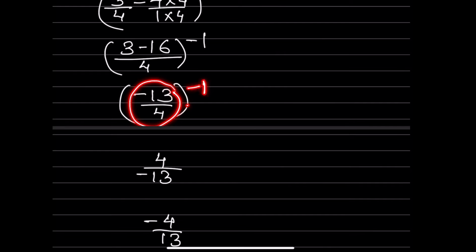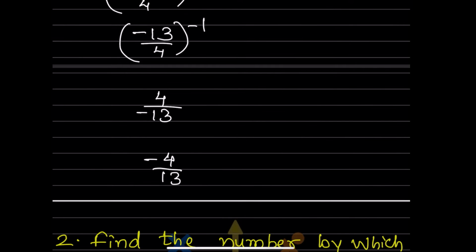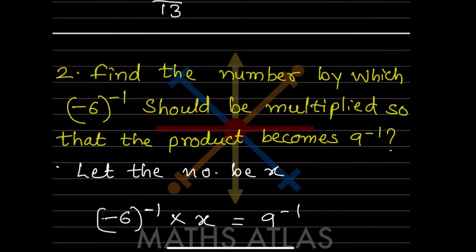Now we are going to make this exponent positive. So that is going to be 4 by minus 13, and you can also write this as minus 4 by 13. So this is the answer.